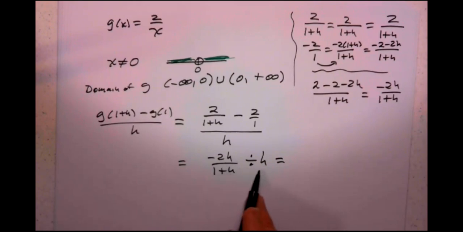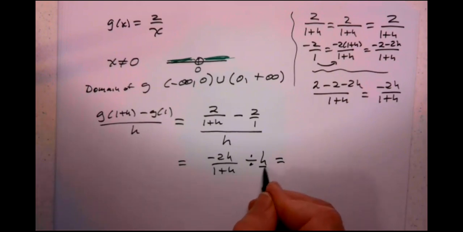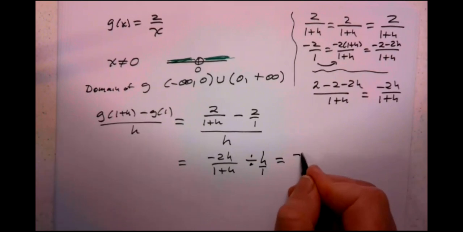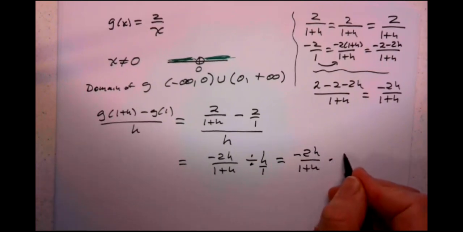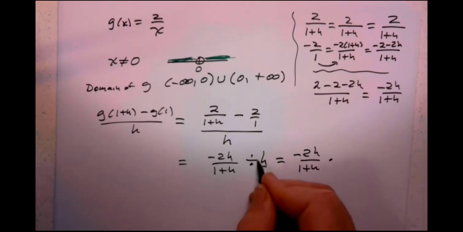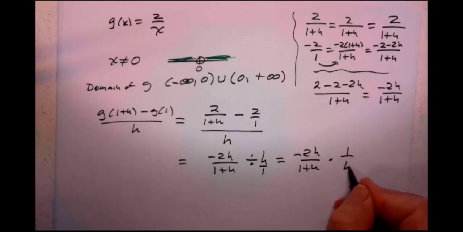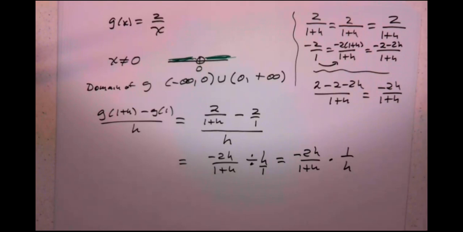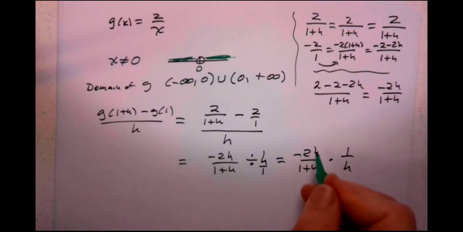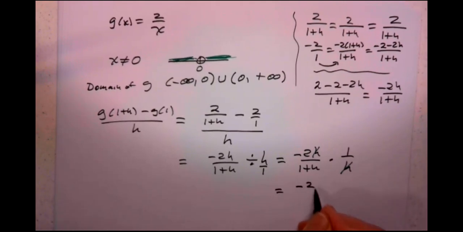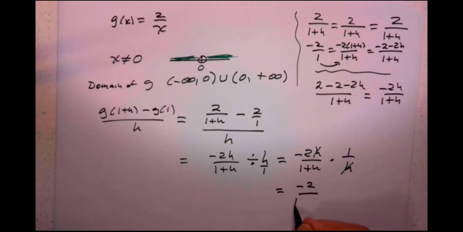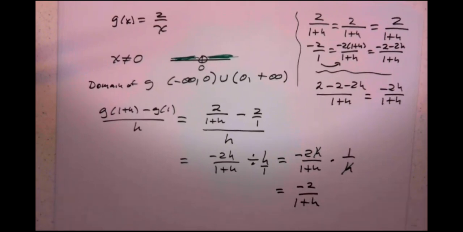When I divide by h, I multiply by the reciprocal. Remember, that's h over 1. Multiply by the reciprocal, negative 2h over 1 plus h times the reciprocal 1 over h. And then the h's divide out. Divide the top by h, divide the bottom by h. And what is my result? My result is negative 2 over 1 plus h, which is g of 1 plus h minus g of 1 over h.